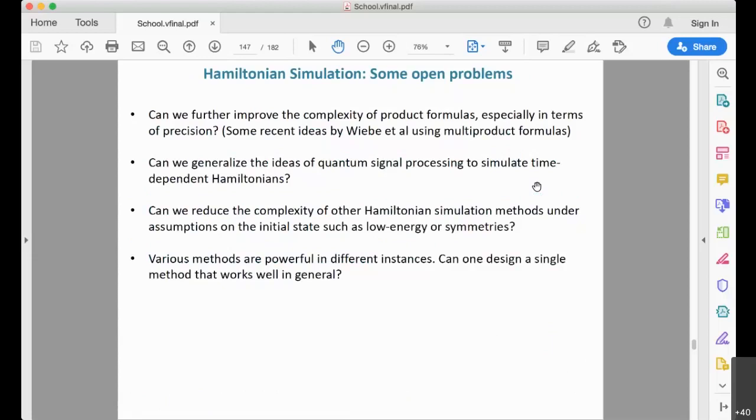Okay. And as I said, the different methods are powerful in different instances. We always wonder whether there is one method that can address all instances and give the best of all the worlds, basically.